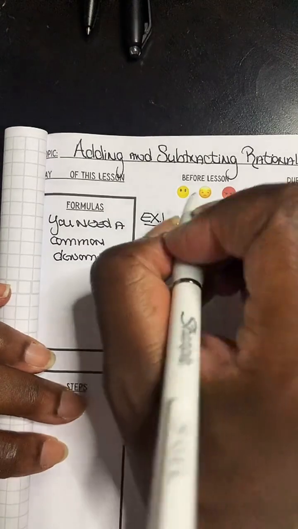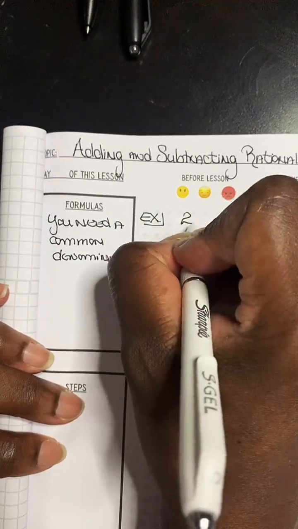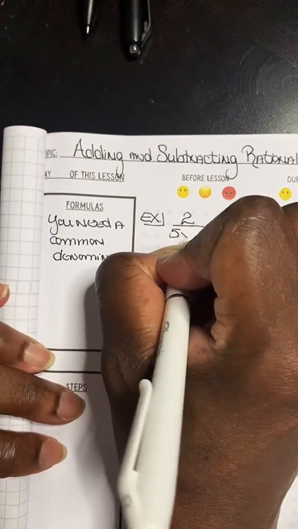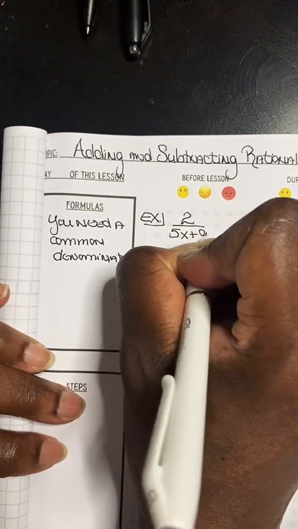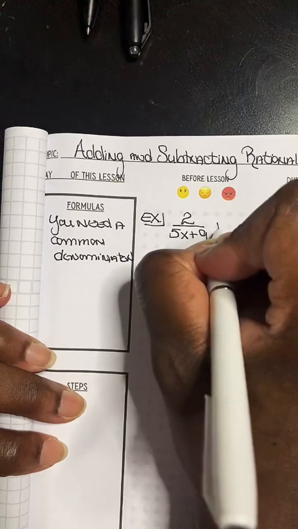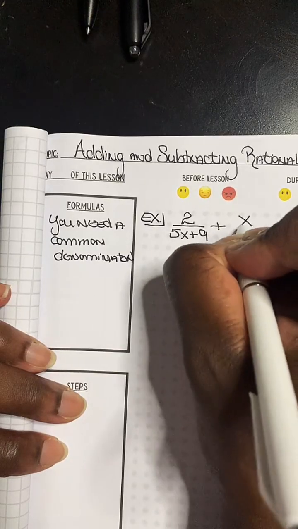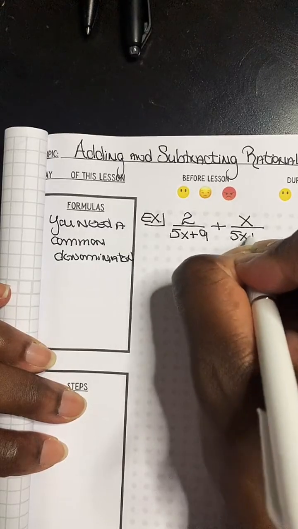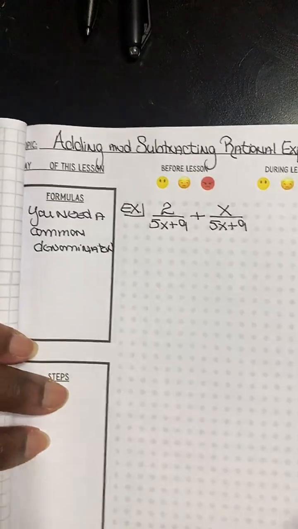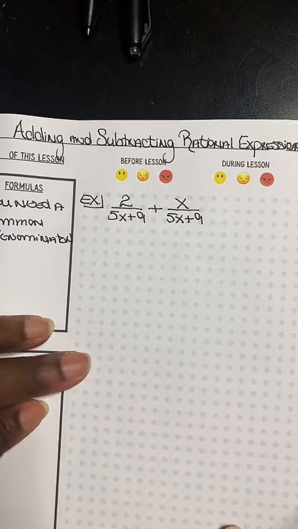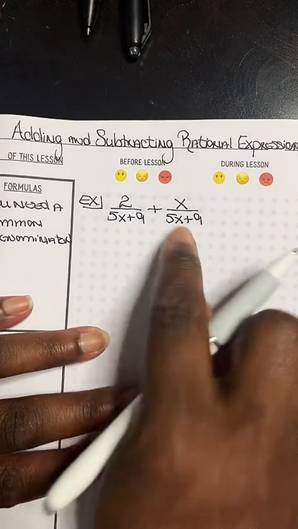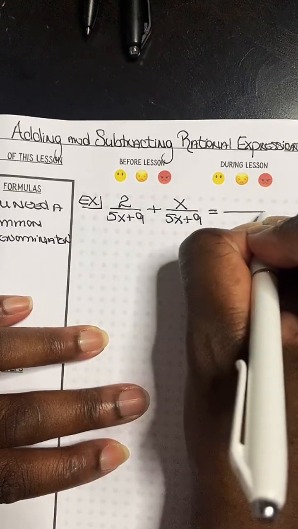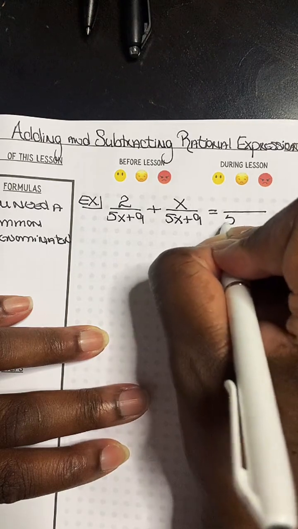So let me put it to you this way. If I said 2 over 5x plus 9, and I'm going to add this to x over 5x plus 9. Okay. We have a common denominator. So we just have to bring over my 5x plus 9.